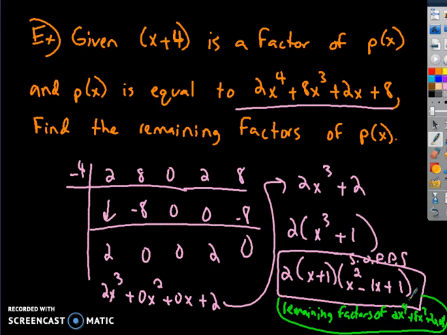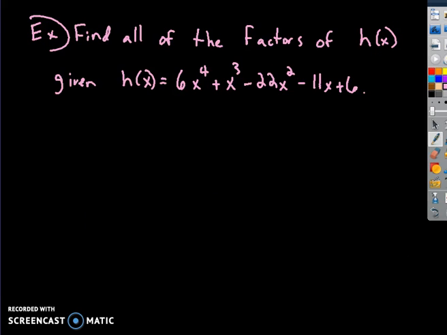I'm going to give you one more for you to try on your own, and then we'll be done talking about this. All right, so final example. Example says, find all the factors of h of x given h of x is this. Take a look at this. See if you can factor this by grouping. Pause the video and see if you can actually factor this by grouping.